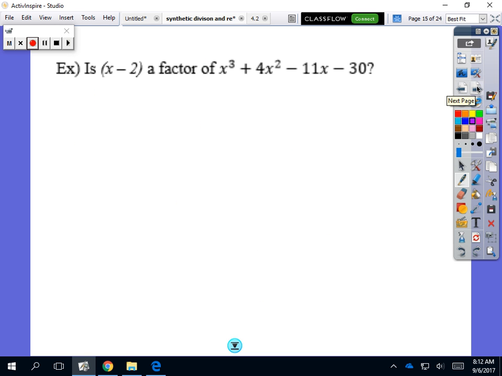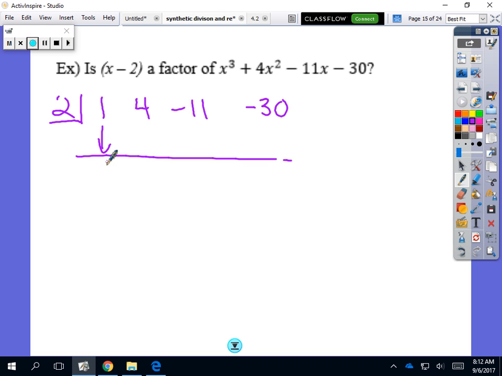Is x minus 2 a factor of x cubed plus 4x squared minus 11x minus 30? So remember, if it is a factor, my remainder will be 0. So all I need to do is use synthetic division. I have 3, 2, 1, 0 for my powers, so I don't need any zeros for coefficients. 1, 4, negative 11, negative 30. Bring down the first one, and it's a 1. And then I multiply around, add down.